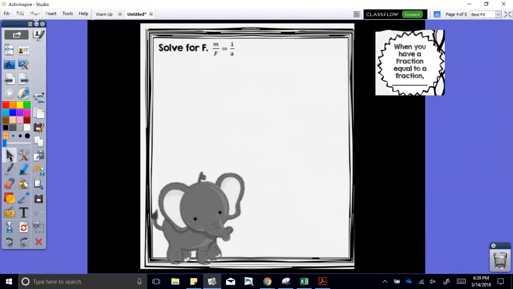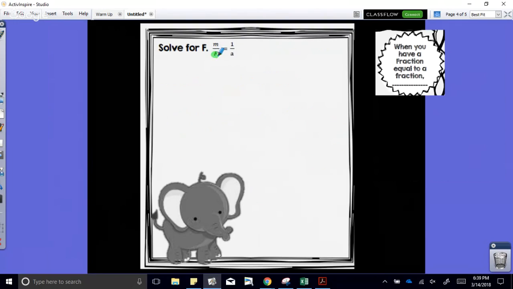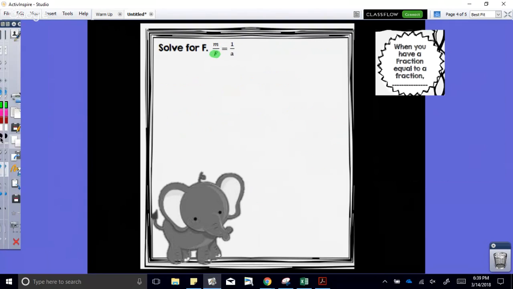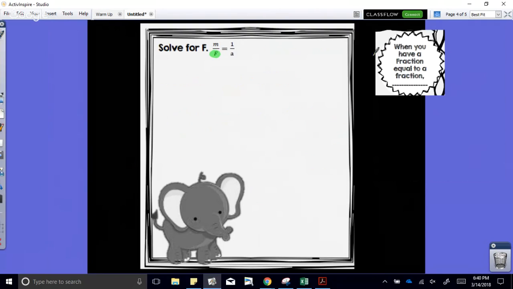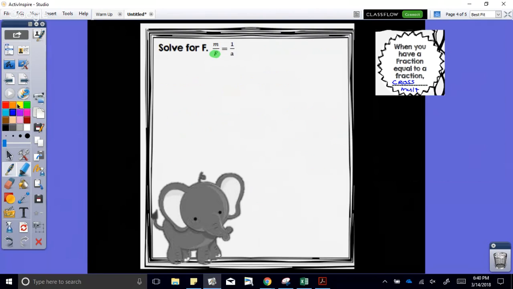All right, so this next one is a little bit different. This time, if you notice, there's a bunch of letters and they're asking us to solve for f. Well, f is here. Before we do this, I want to remind you, if you look at your page 1 notes, we said anytime we have a fraction equal to a fraction, you can skip all the complicated process, and you can cross multiply. So the way that I'm going to solve this is I'm going to cross multiply.